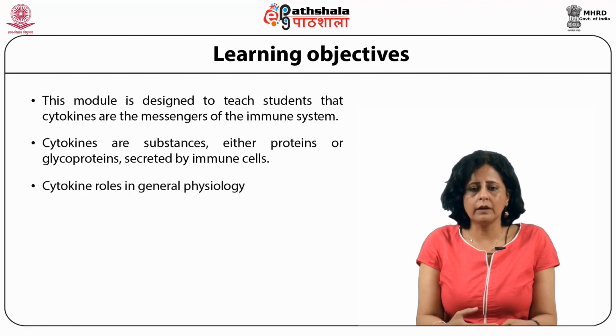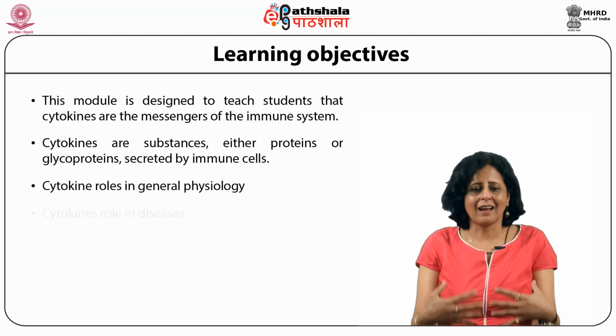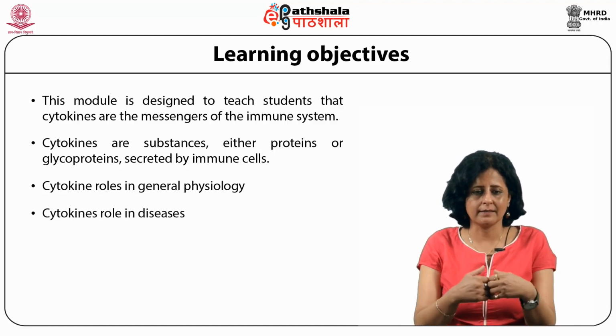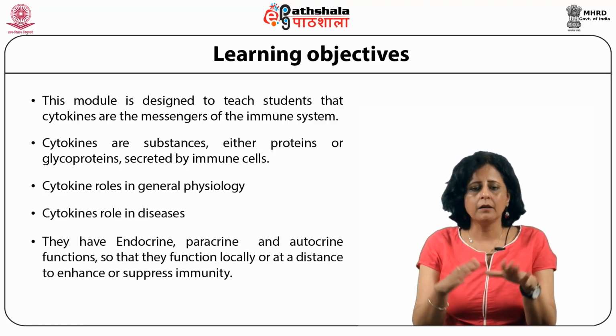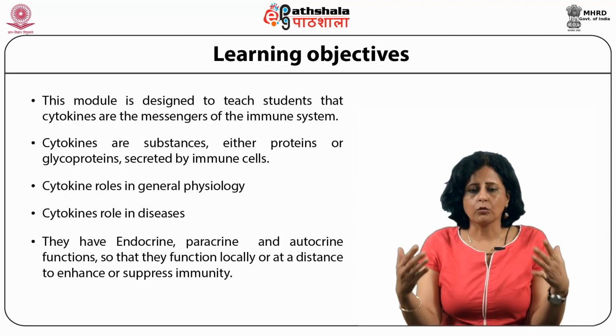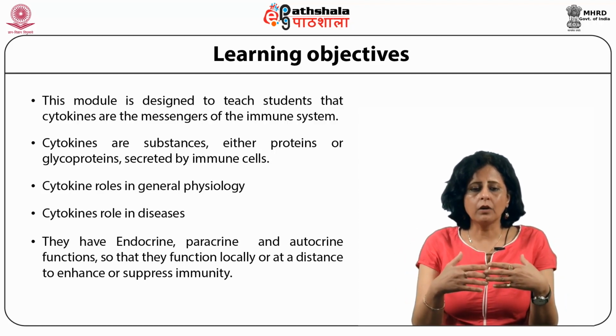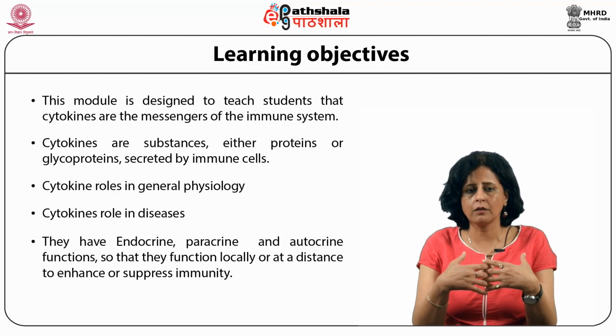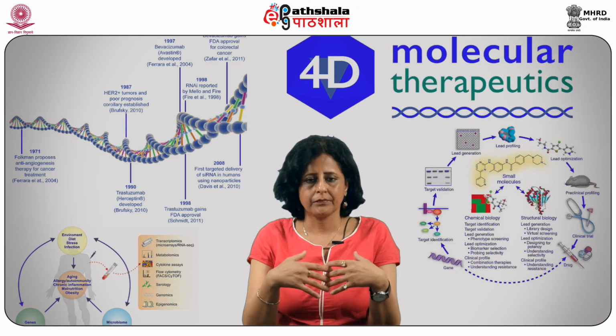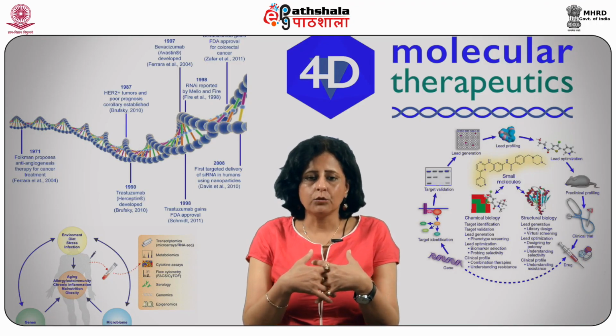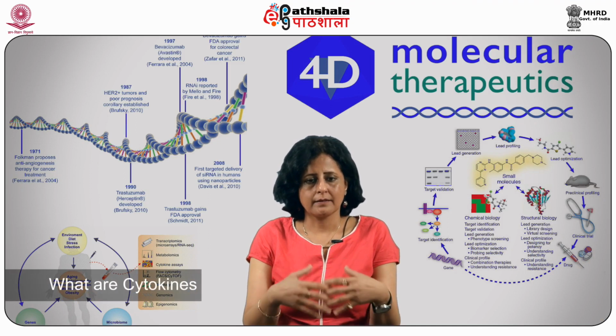Cytokines have a role in general physiology. Cytokines have a role in diseases. They have endocrine, paracrine, and autocrine functions. Cytokines act locally or at a distance to enhance or suppress immunity. I will tell you what the cytokines are.